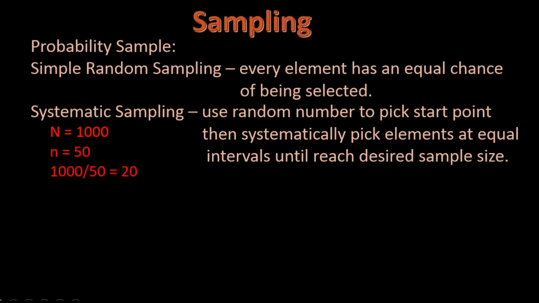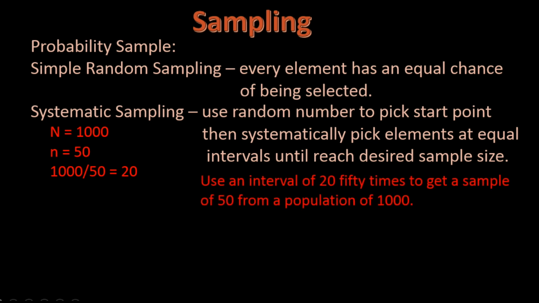of 20. To put it another way, if we use an interval of 20 50 times, we will have a sample of 50 from the population of 1,000. The first element is picked randomly from the first 20 elements, so let's say we randomly pick the 17th element. Then, since the interval is 20, moving systematically through the population, the next element sampled would be the 37th item, then the 57th item, then the 77th item, and so on at intervals of 20 until we have a sample of n equal 50. This is called a systematic sample, and it is a type of probability sampling.